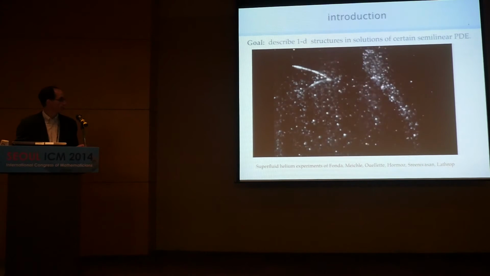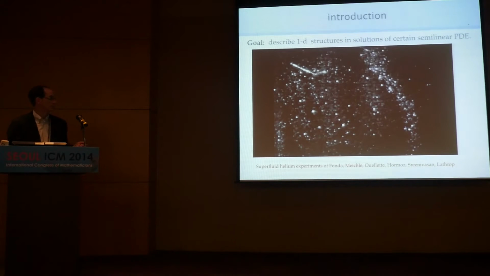And so the goal of this talk is to describe one-dimensional structures in certain semilinear equations. This is an image to keep in mind. What one can think of is that this fluid is in principle described by a PDE in three space dimensions. And we can see the solution of the equation contains these 1D structures, which we saw moving around. So the goal will be to make rigorous mathematical statements about these objects if possible.